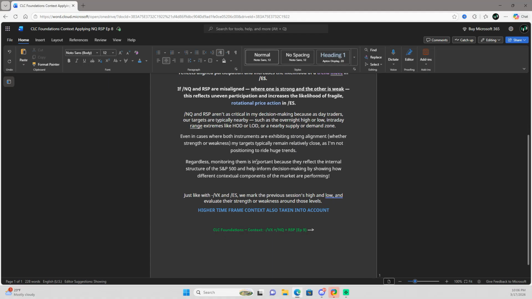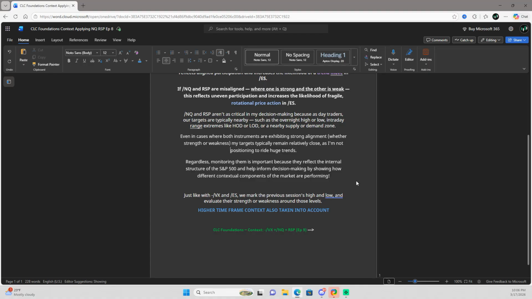Regardless, however, and despite this information, monitoring these tools is still important because they do reflect the internal structure of ES, of the S&P 500, and they help inform decision making by showing how different contextual components of the market are performing. So, what you guys will see is that, let's say that the VIX is exhibiting behavior that allows your interest in longs.